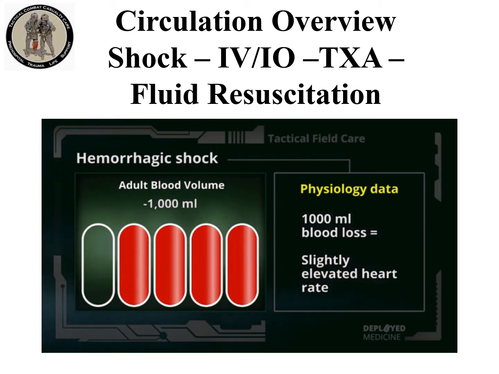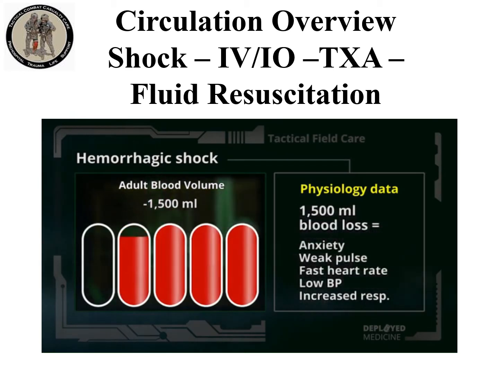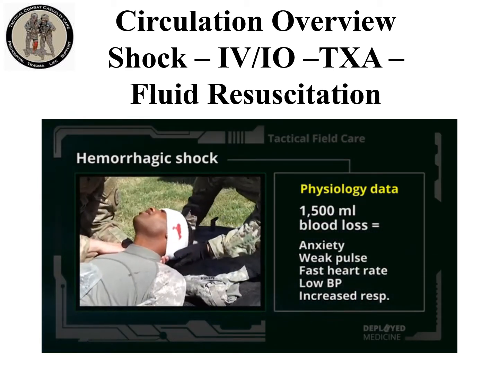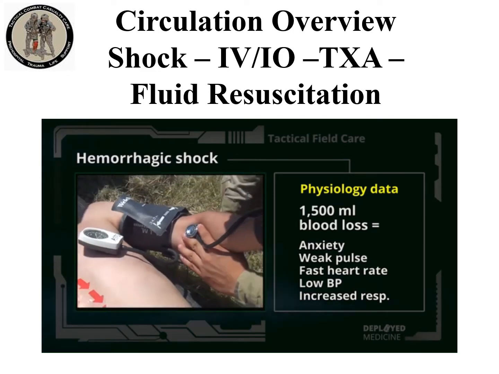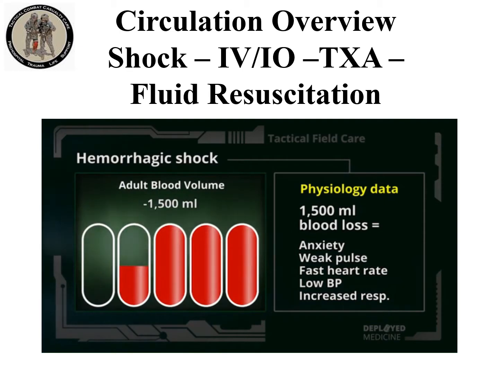After 1,000 milliliters of blood loss, the only sign may be a slightly elevated heart rate. After 1,500 milliliters of blood loss, symptoms may include anxiety, weak pulse, elevated heart rate, low blood pressure, and increased respirations, but still, the casualty is not likely to die from this.